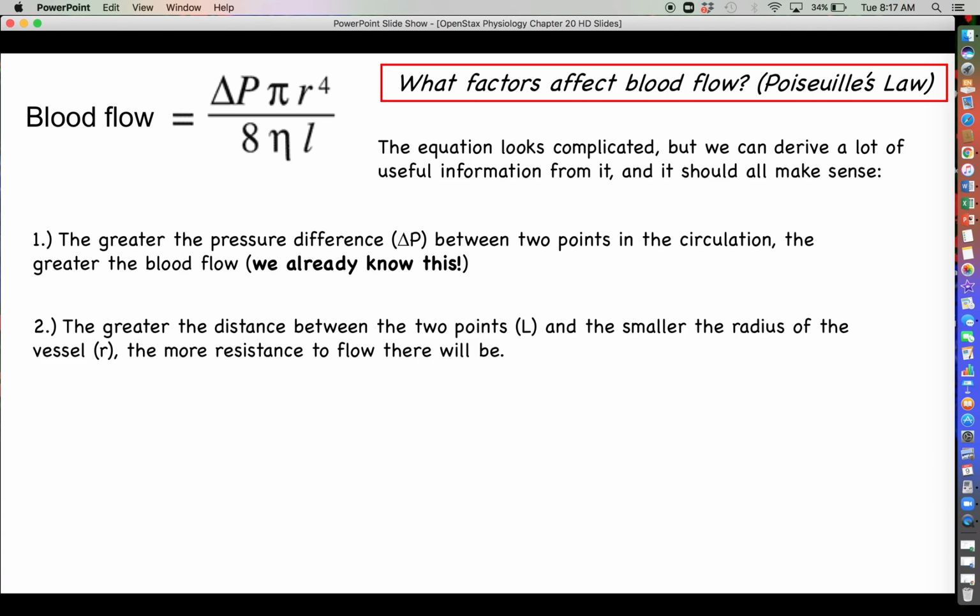There's going to be a lot of resistance to blood flow in a narrow blood vessel and a blood vessel that is very, very, very long. Even if the pressure gradient is very big between the two different points at the end of the vessel.